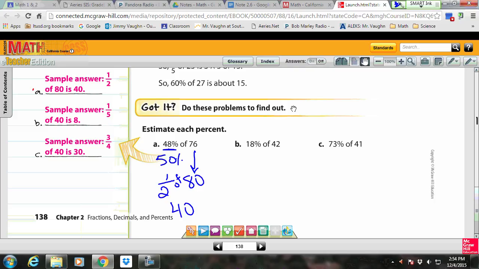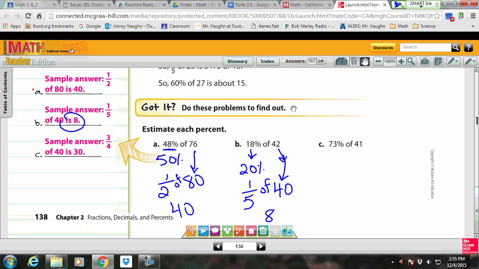Let's look at the next one. See if I can get this one on the first try too. 18% is close to 20%, which is equivalent to 1/5. 42, we want to get it to a number that's divisible by 5. So 42, we can get it to 40. 1/5 of 40 is 8, because 40 divided by 5 is 8, in case you didn't get that. And there's that answer right there.